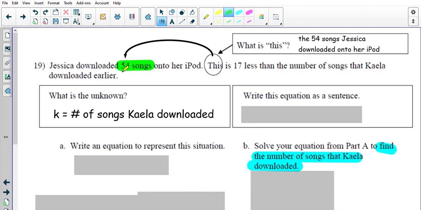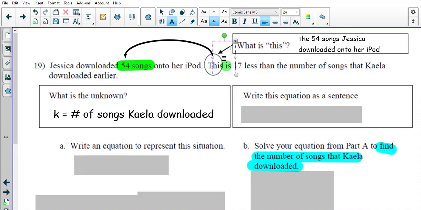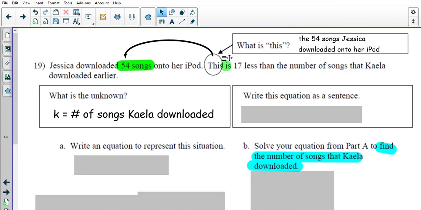We know that that value, 54, is. The word is, and I know we already talked about this at the end of our last video or during class, we talked about the word is representing equals, or our equal sign for our equation. So 54 is, 54 equals, 17 less than. We've seen the word less than multiple times. Less than represents the operation subtraction.